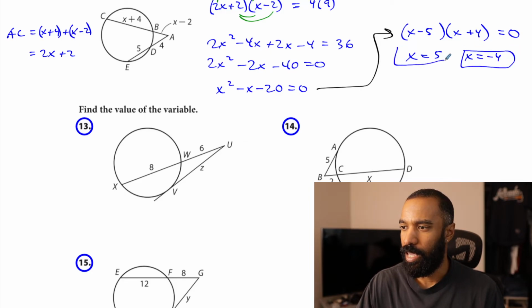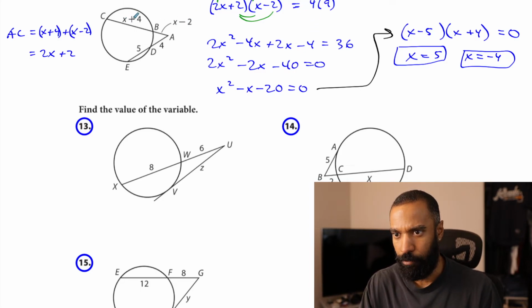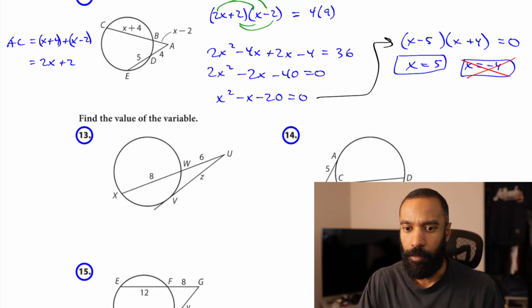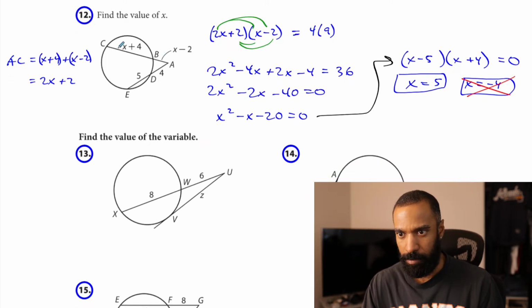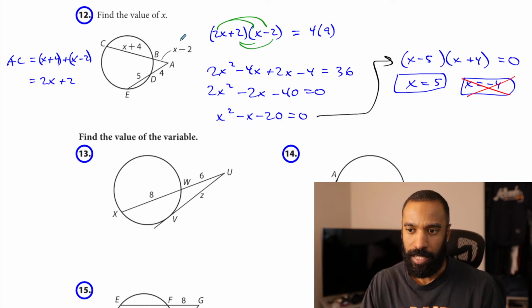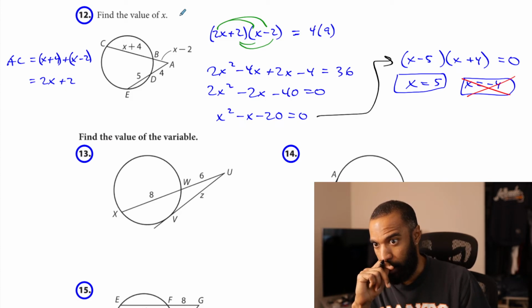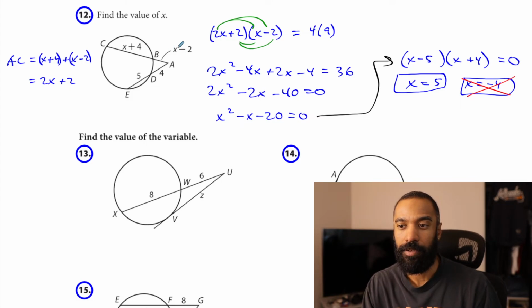Now, negative 4 won't really work as an answer here because negative 4 plus 4 is 0, and negative 4 minus 2 is a negative answer. Negative 4 won't work here, but 5 will. They just say find the value of x, but if you found the length of these segment parts here, this would become a 9, this would become a 3, and that's how that works out. 4 times 9, 9 and 12, 3 and 12, yeah, that works out. So x equals 5 would work there.